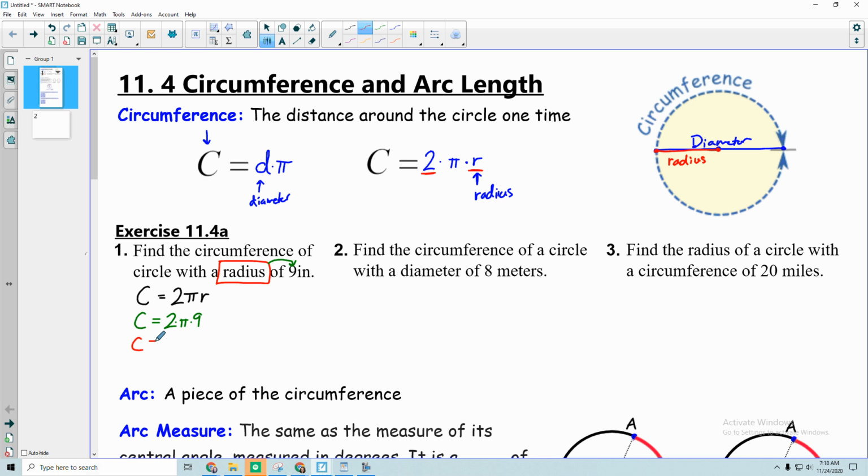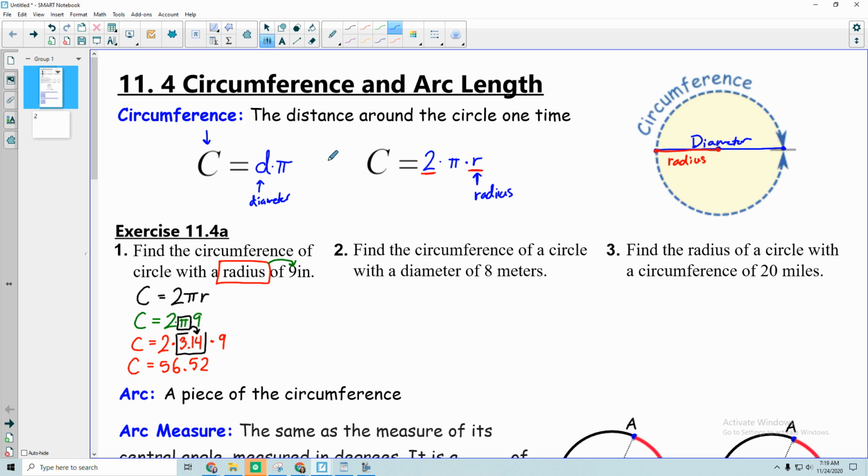So then I would get that the circumference is 2 times, replacing pi with 3.14, times 9. Okay, so then I can easily put all of that into the calculator. So 2 times 3.14 times 9 gives me 56.52. Okay, so every time that I see pi, I'm going to replace that with 3.14. All right, on to the next problem.